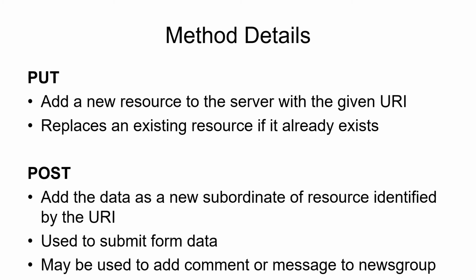The HTTP PUT method, or PUT verb, adds a new resource to the server. You specify the uniform resource identifier, or URL, and say, this is where I want to put this on the server, and then you pass it the text after a blank line. And that file will be uploaded to the server. If the file already exists, it will be replaced.